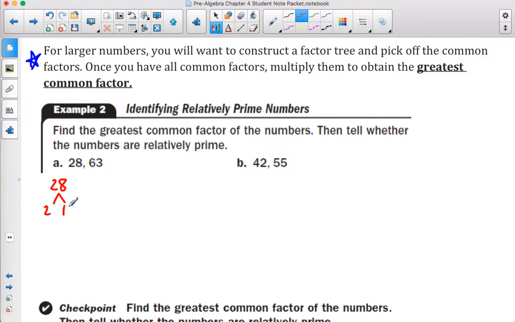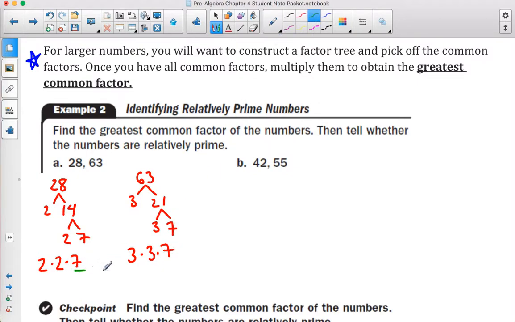28 is 2 and 14 and 2 and 7. We did that at the start. So 28's prime factorization is 2 times 2 times 7. Now let's do 63's factor tree. I could think, no, 2 doesn't go in there. Does 3 go into 63? It does. It's 3 times 21. And now, does 21 simplify? Yeah, it does. It's 3 times 7. So 63's prime factorization is 3 times 3 times 7. What are all the ones that they have in common? Well, they just have 7 in common. So the greatest common factor of 28 and 63 is just 7.